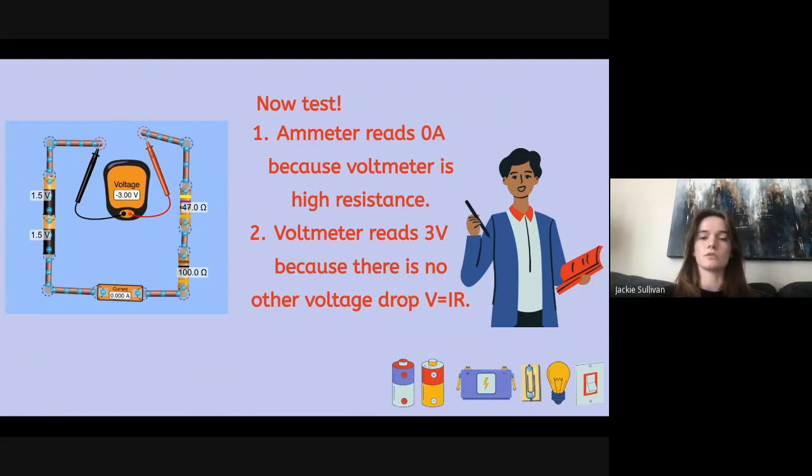And this is just because the voltmeter has very high resistance. So it's not measuring any current at that location since there's such high resistance from the voltmeter, and then the voltmeter reads 3 volts because there's no other voltage drop, so V is equal to IR.